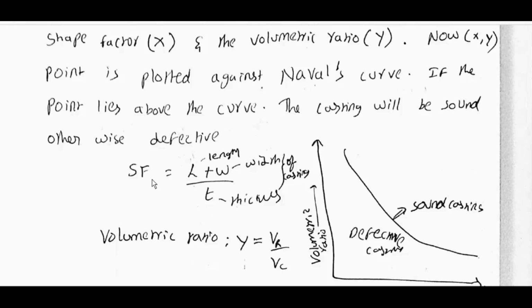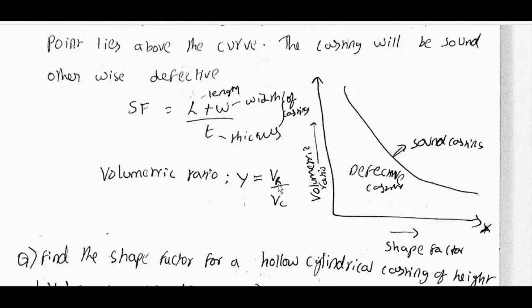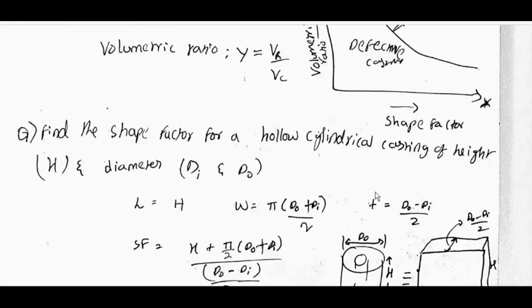Shape factor is equal to L plus W by T. Length, width, this is the thickness of the casting. Volumetric ratio y is equal to Vr by Vc. Volumetric ratio, shape factor, this is the sound casting region, this is the defective casting region.